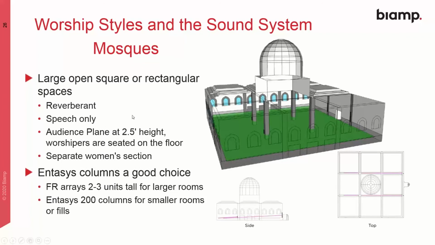Mosques. These are typically large, open, square or rectangular spaces. They're reverberant, all hard surfaces. They're typically speech only. Interesting difference if you're working in a mosque: the audience plane is at 2.5 feet high. They're sitting on the floor. Most other places, your program will automatically put the audience plane in at 4 feet, which is the seated height of your ear. For a mosque, you'll want to lower that to 2.5 feet.